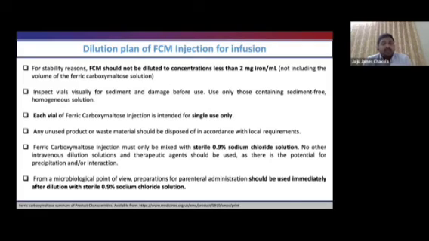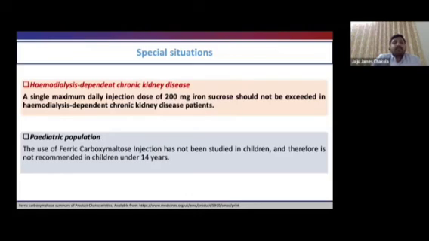Parenteral administration: the preparation should be used immediately after dilution with sterile 0.9% sodium chloride solution. In special situations, a single maximum daily dose of 200 milligram iron sucrose should not be exceeded in hemodialysis dependent CKD patients, which we mentioned earlier. In the pediatric population, there are not many studies regarding the FCM molecule in pediatric patients, and therefore it is not recommended in children under 14 years of age.